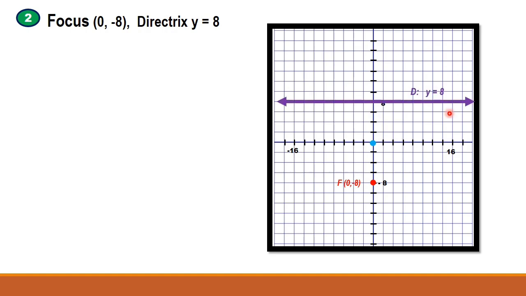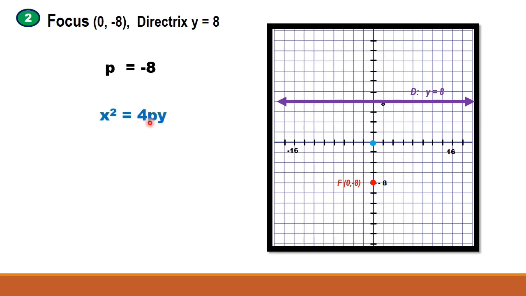Focal length or the p-value is from vertex to the focus. So let's count: 2, 4, 6, 8. P-value is equal to -8. The opening of this parabola is downward because the p-value is negative. Then we use the equation x squared equals 4py.